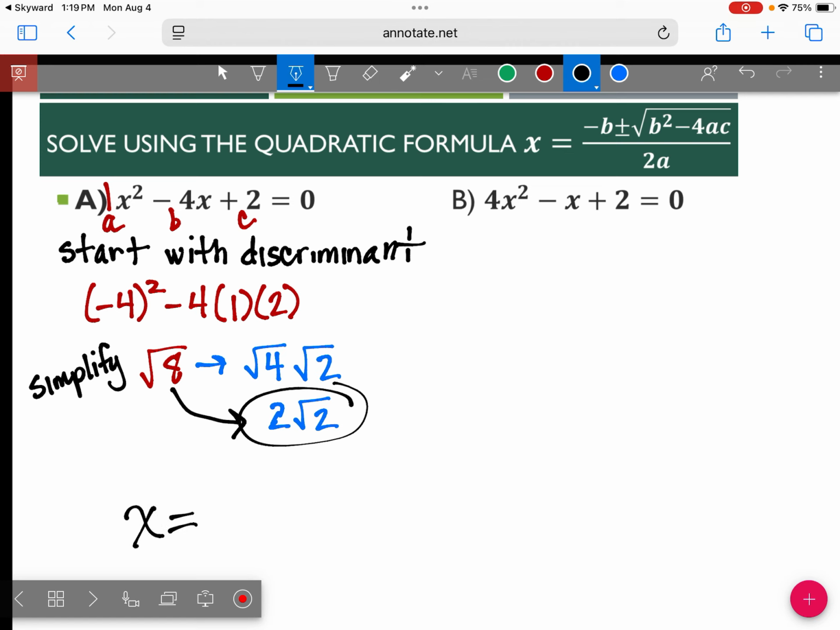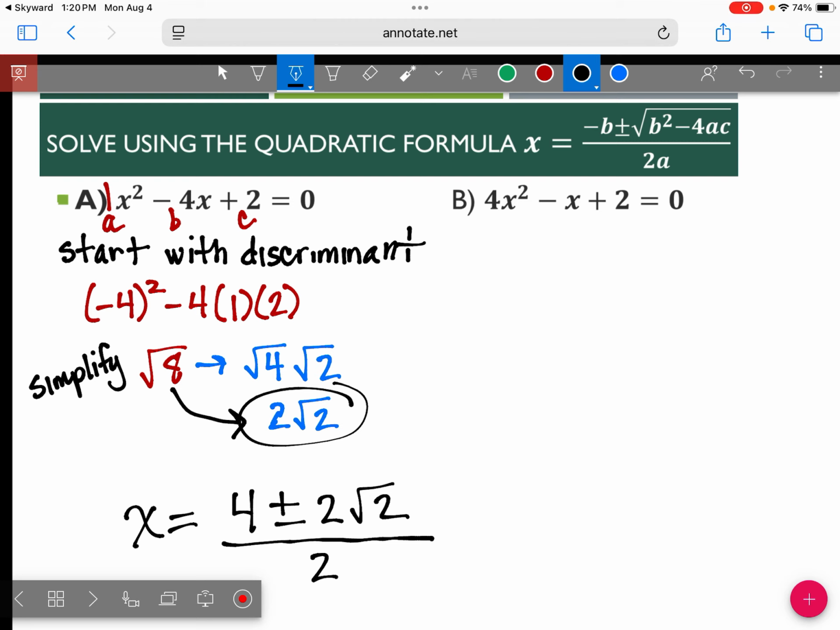So just like Joseph said, the formula says opposite of B. So if B is negative 4, can someone tell me what the opposite of negative 4 would be? Positive 4. So I have positive 4 plus and minus 2 root 2 all over. Make sure your fraction bar goes all the way across. And it's all over 2 times A, which is 2 times 1, which is 2. That is how the answer should look.